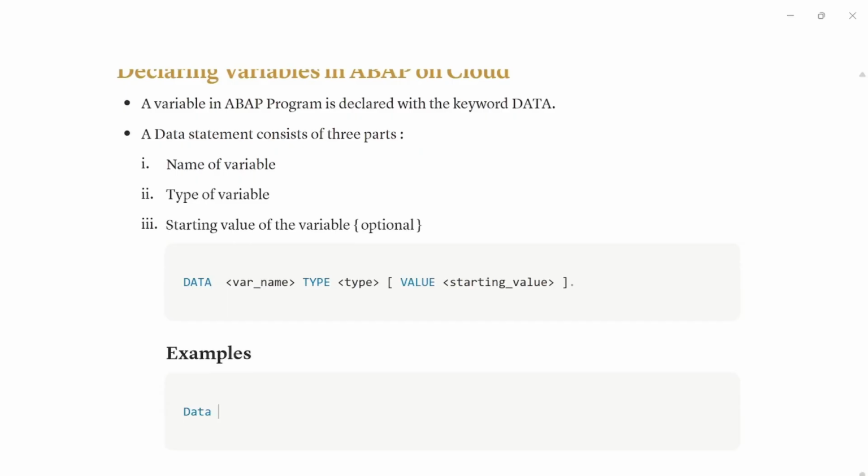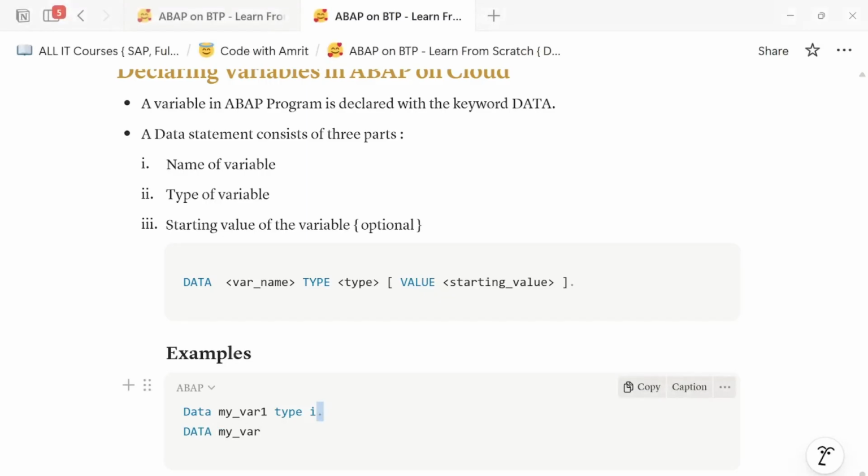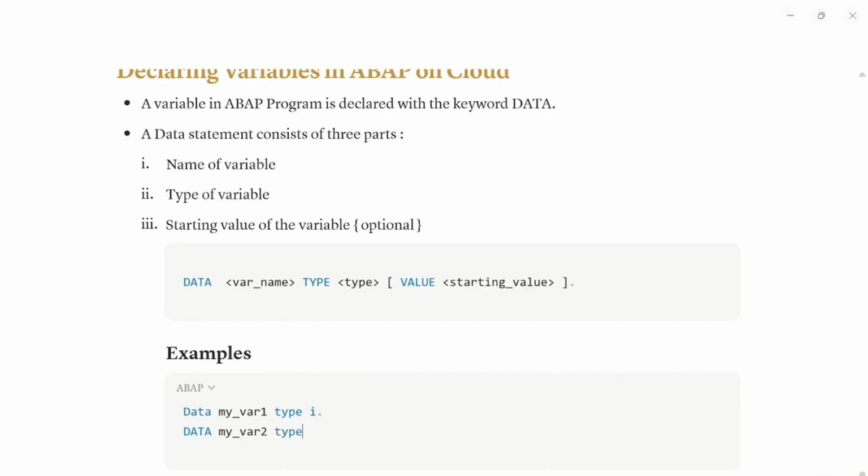So data, my variable 1, type integer, like this way. My variable 2. Every ABAP statement always ends with a full stop or period sign. So you can use the same, type integer or type string, like this way. Data, my variable 3, type string. And if I want to give a value, I can use the value keyword here.